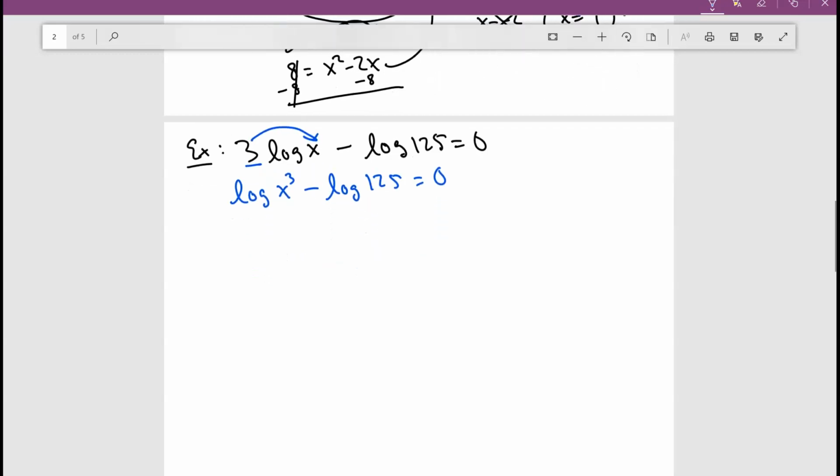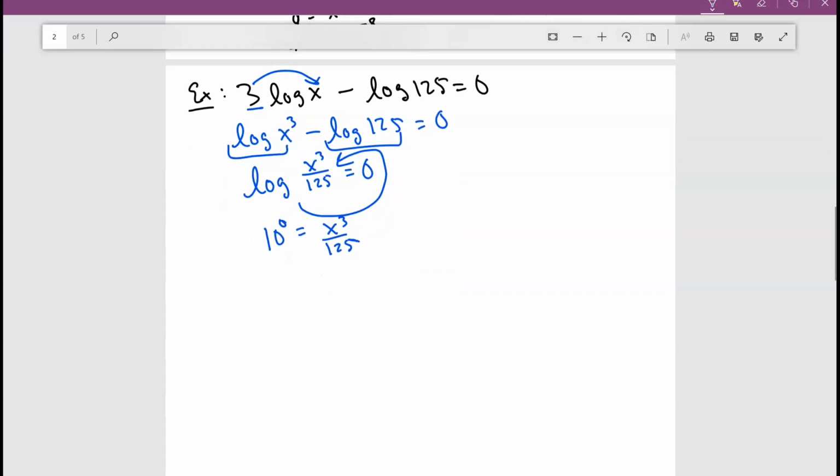Okay, so now I can combine them. There's a subtraction there, so now this is going to be division. Log x cubed over 125 equals 0. All right, so now let's circle this around. We know that this is base 10, so it'll be 10 to the 0 is equal to x cubed over 125.